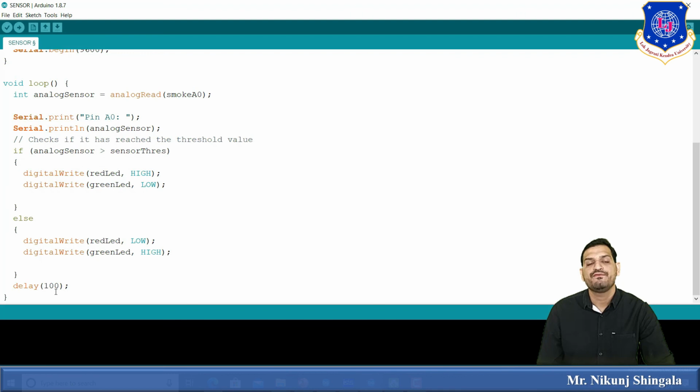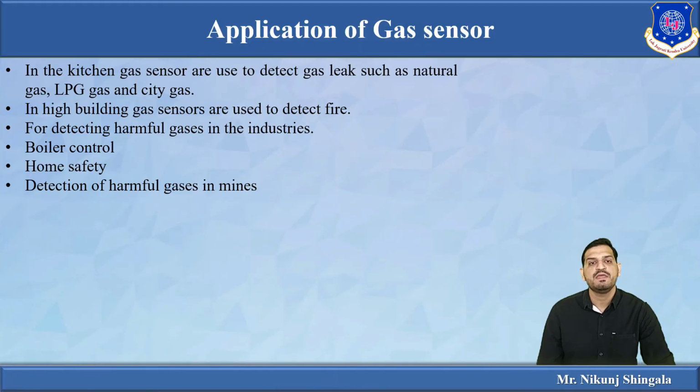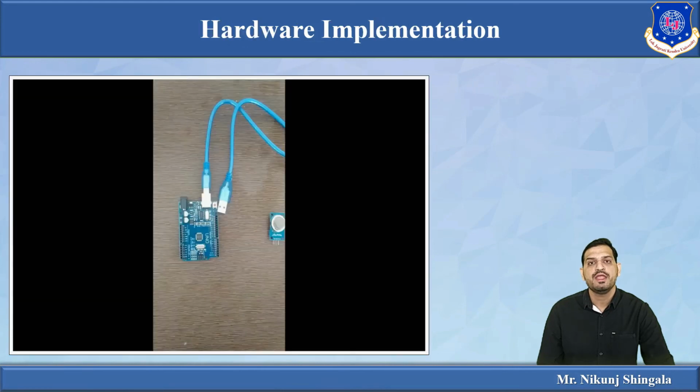Okay, so now first let us see the applications of the gas sensor and then we will see the actual hardware implementation video. Basically, it is used in the kitchen to detect different kinds of gases like natural gas, LPG gas, city gas. In high buildings, it is used to detect fire. It is also used for detecting harmful gases in industry, in mines, and for home safety. Okay, now see the actual hardware implementation.